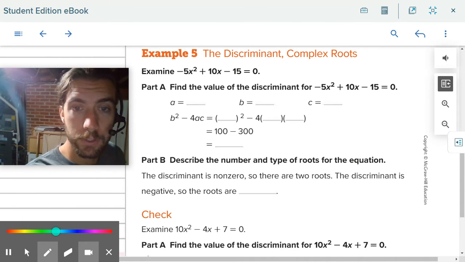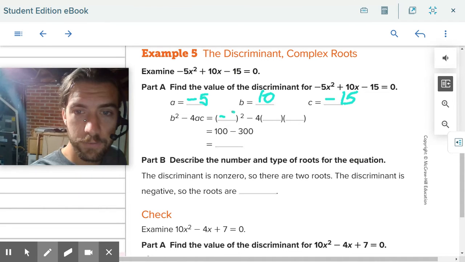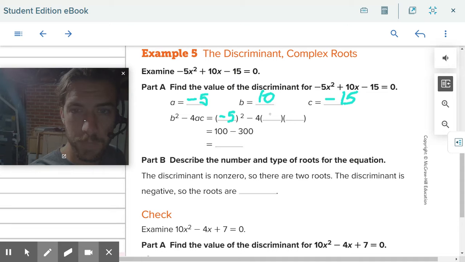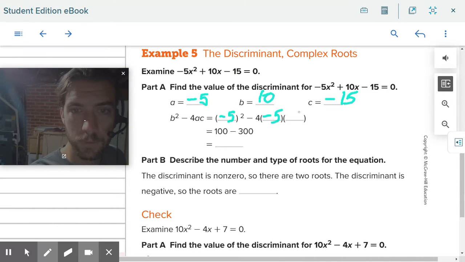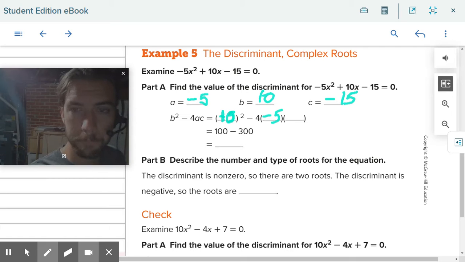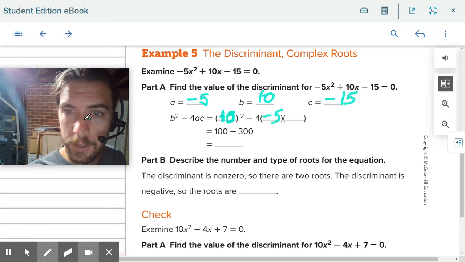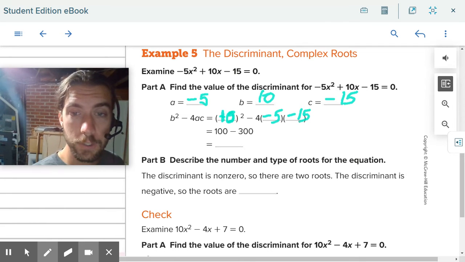Our a value is negative 5, our b value is 10, and our c is negative 15. If we want to have b squared, we're going to have negative 5 squared. We're going to have minus 4 times negative 5. Oh, sorry, b. b was 10, wasn't it? My mistake. Let's go 10 squared. I'm sure somebody caught that. And negative 15 over here. All right, so that simplifies to 100 minus 300, or negative 200.